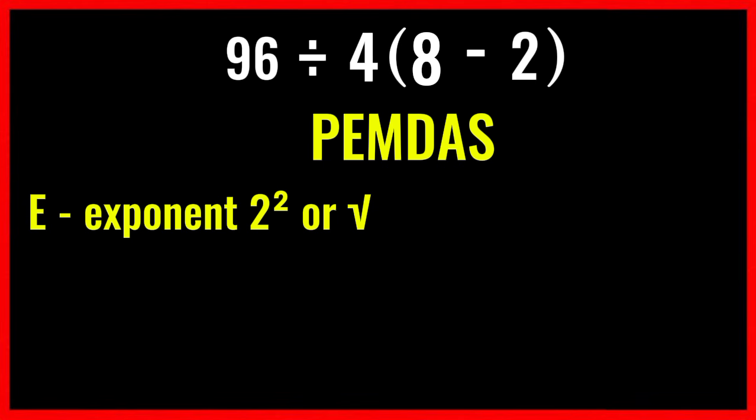Exponents are powers. For example, 3 squared. This means 3 multiplied by itself. 3 times 3 equals 9. Another example, 2 cubed. This means 2 multiplied by 2 multiplied by 2. The answer is 8. Exponents are solved after parentheses.